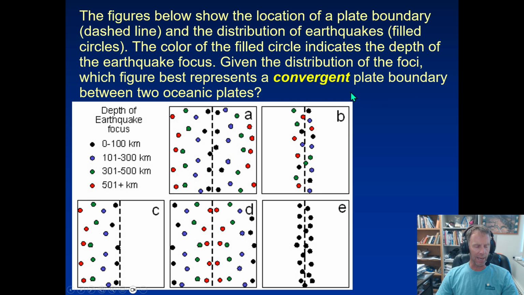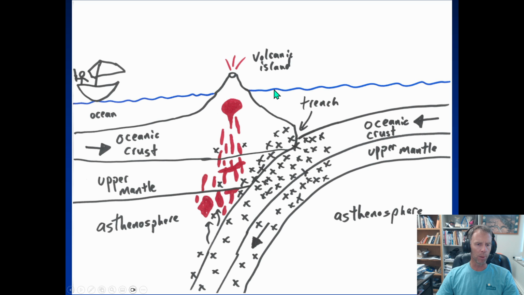So the correct answer to our fun little quiz question here is C. C is the correct answer for the distribution of earthquakes for a convergent boundary between two ocean plates. So what would it look like if we had two ocean plates colliding? Well, remember that is a subduction zone. So we would see one plate diving beneath the other.